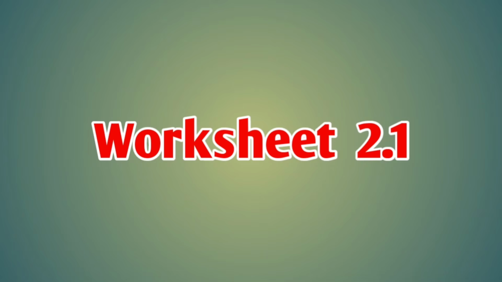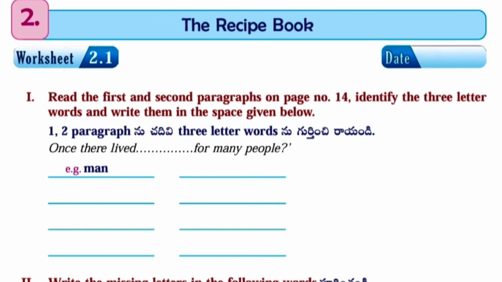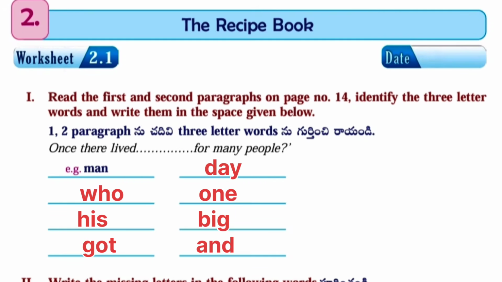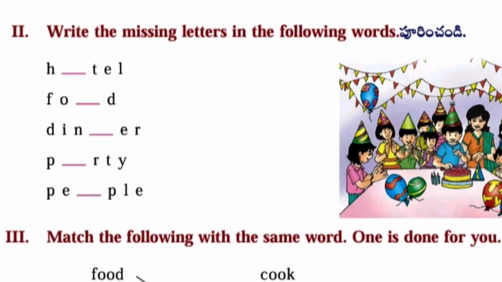Worksheet number 2.1. Read the first and second paragraphs on page numbers and identify the 3-letter words and write them in the space given below. Here we have to write 3-letter words from the asked paragraphs. Who, his, got, day, one, big, and.